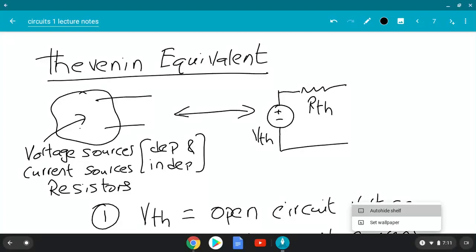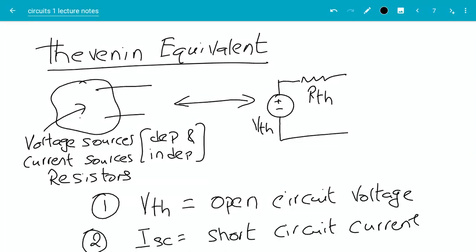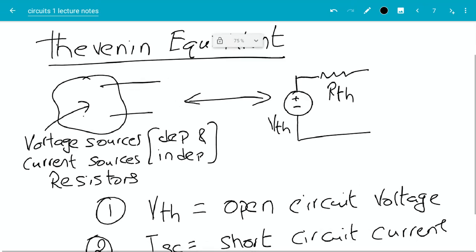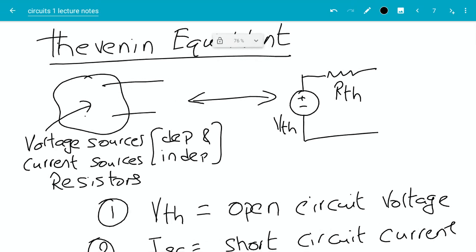Hello everybody. So in this video we're going to talk about Thevenin equivalent. This is something we discussed previously in the lecture, but I'm going to give a brief summary again. So what does Thevenin theorem say?